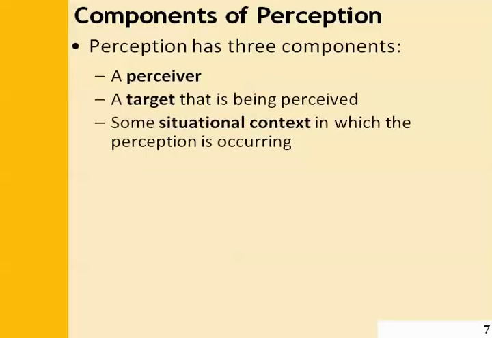The third component is the situational context in which the perception is occurring. For example, if you are trying to understand a comment from your boss, then probably this is happening in a situational context, for example, inside his office. Or you might perceive the same comment or message from your boss, sent to you through the mobile while you were at home, for example. That's a different situational context.